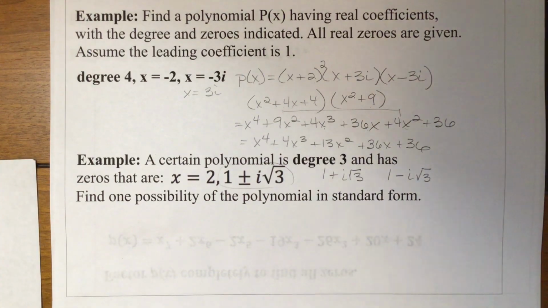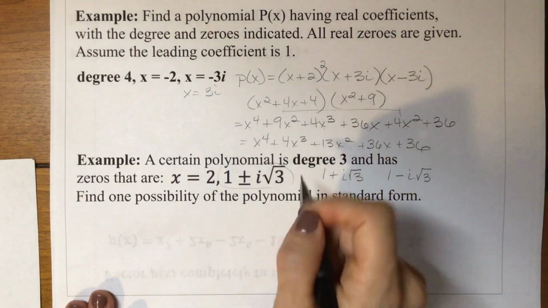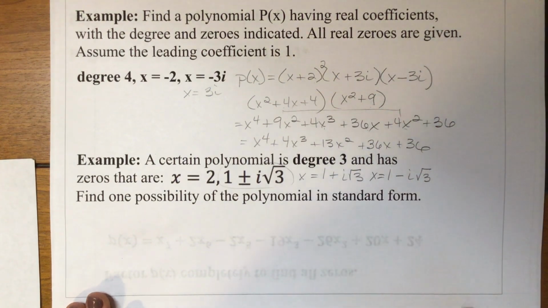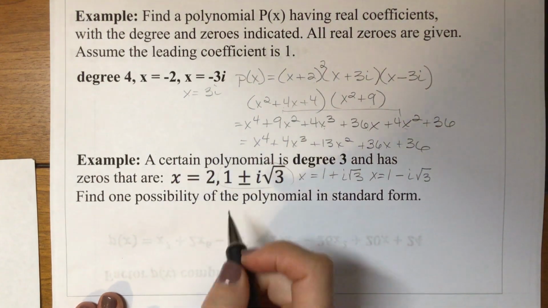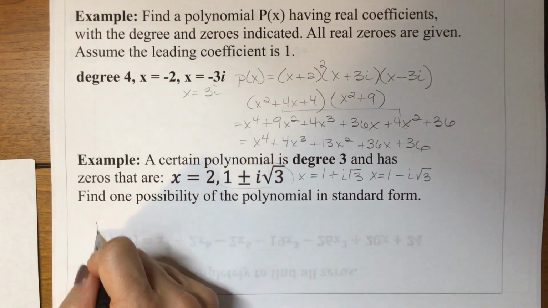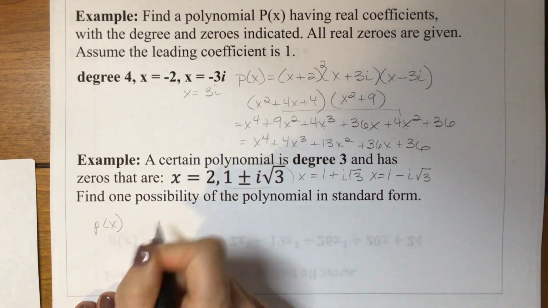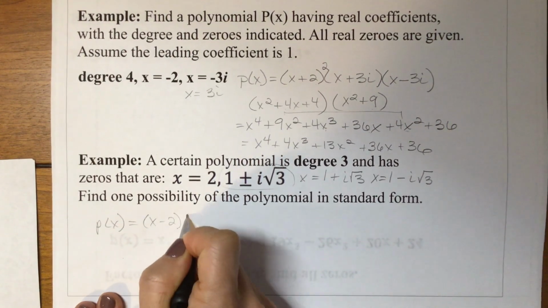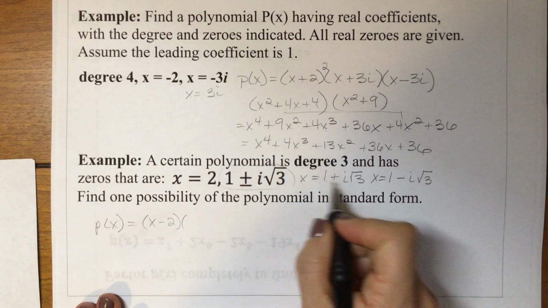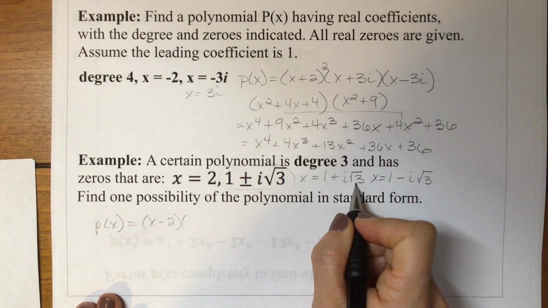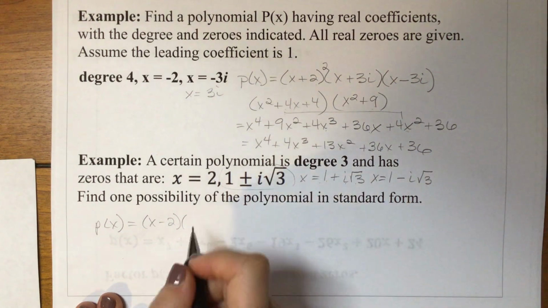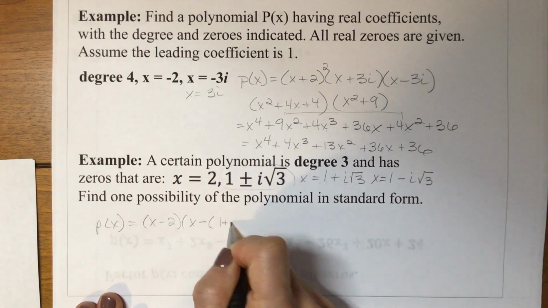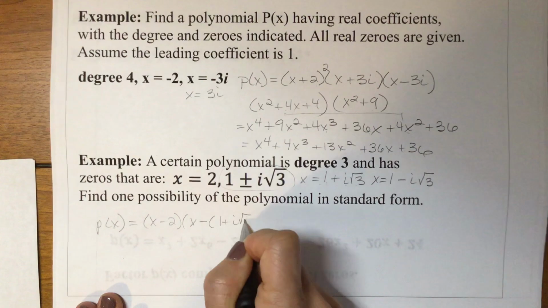Well, how do I make that a factor? I'm going to work backwards on those. So x equals. All right, so I know that my factor for this polynomial for 2 is pretty easy. It's going to be x minus 2. Now, if I subtract 1 and I subtract i root 3 here, well, I could write it like this. x minus 1 plus i root 3.